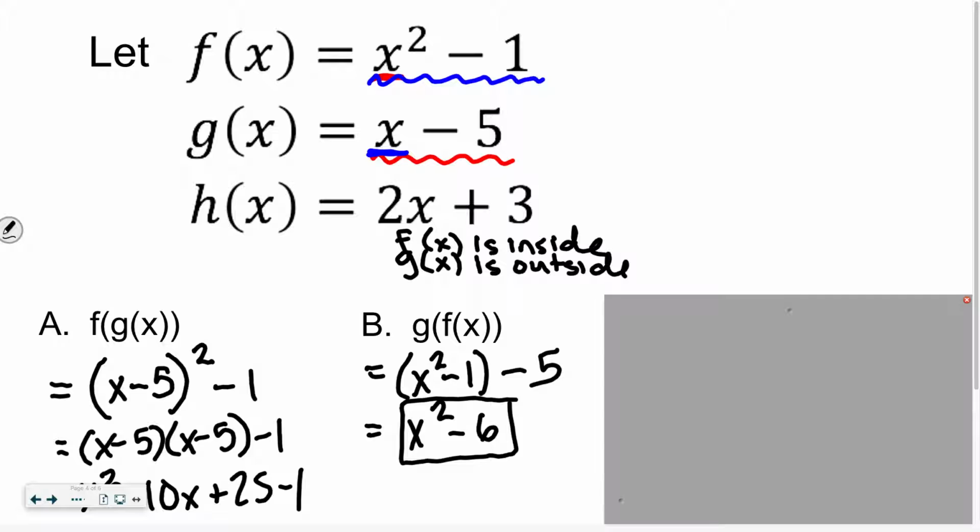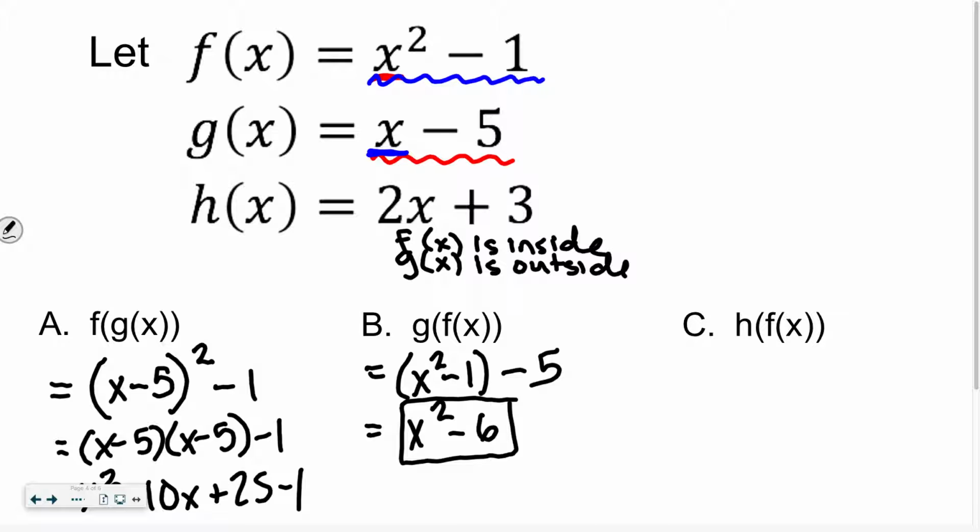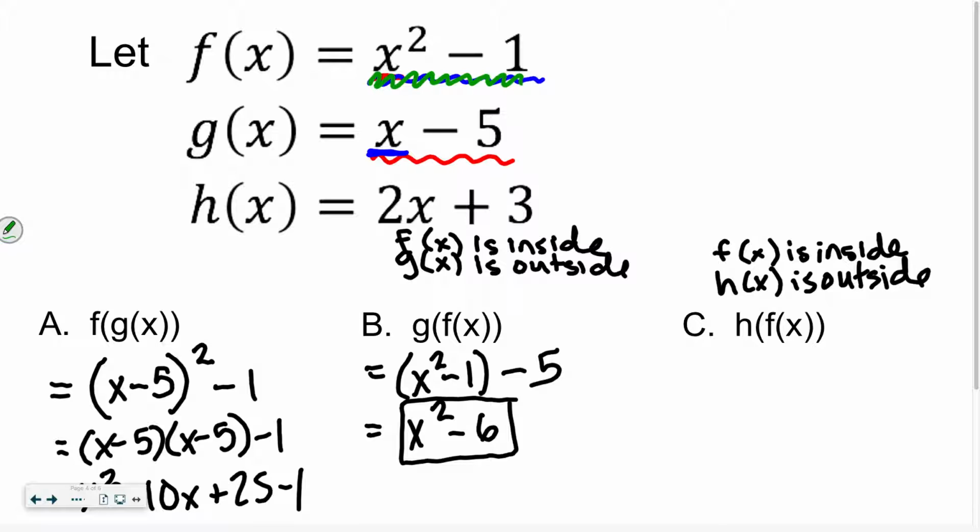Our last example that we'll look at is h of f of x. So now we're going to use that third equation. In this example, f of x is your inside function, so we're going to be plugging f of x in for x in h of x, which is our outside function. So I'm going to figure out what my inside function is. Again, my inside function is this x squared minus 1. And this time I'm going to replace the x in h of x with x squared minus 1. But I have to leave the 2 and the 3 there.